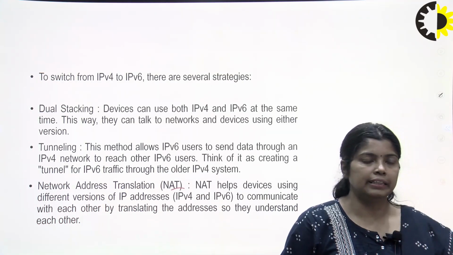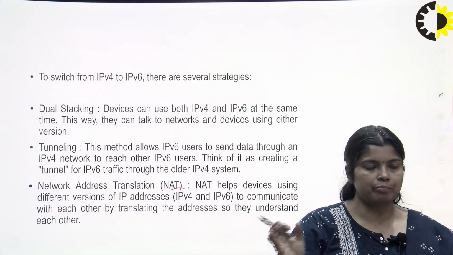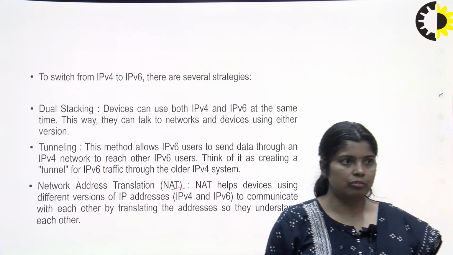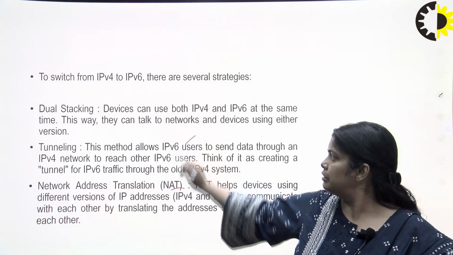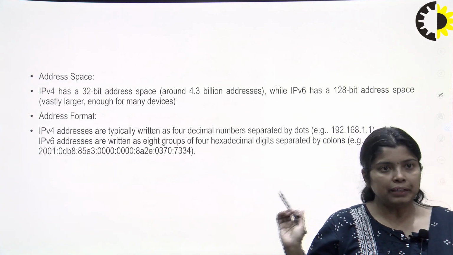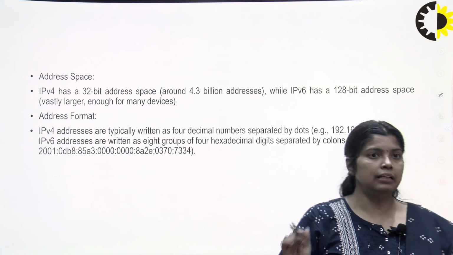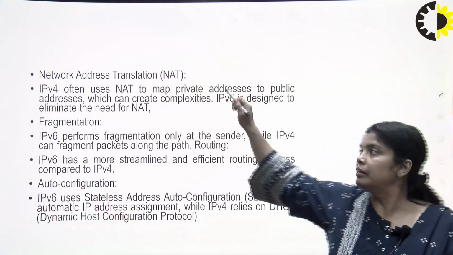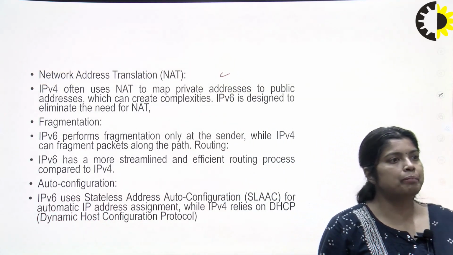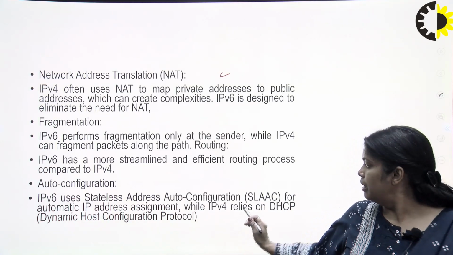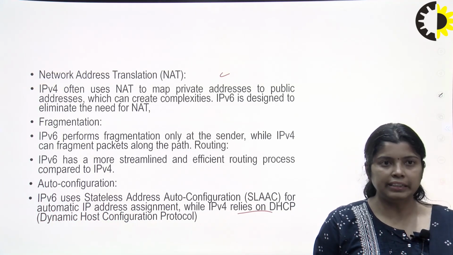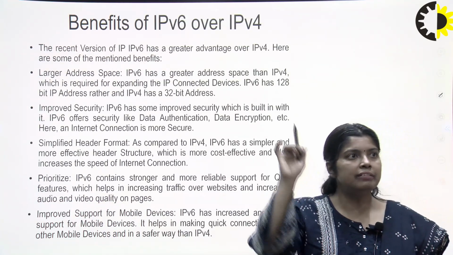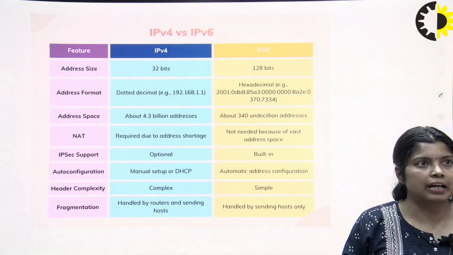And also tunneling. The tunneling method gives secure transmission between the source and destination. As you know, a virtual private network is also there. So the tunneling method is used for security. In IP version 6, IPsec security is already implemented. And network address translation is there, and also fragmentation and auto configuration. In IP version 4, DHCP configuration is manual, but here DHCP is already implemented. So these are the benefits of IP version 6 over IPv4.